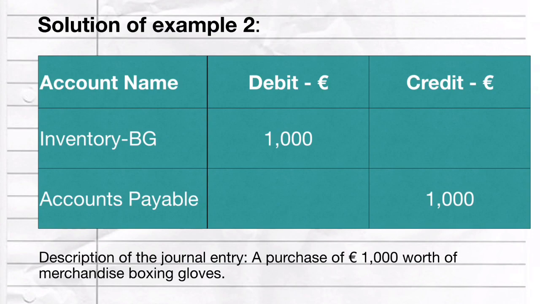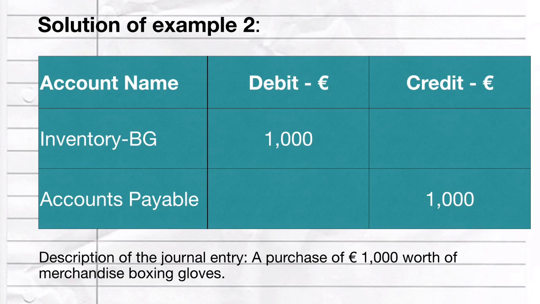Well, in this example, there is a purchase transaction of merchandise worth 1,000 euros, which will result in an increase in the asset account inventory by 1,000 euros. So the first line on the journal entry should be debit inventory by 1,000 euros.